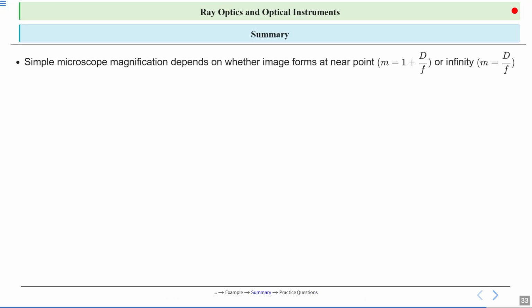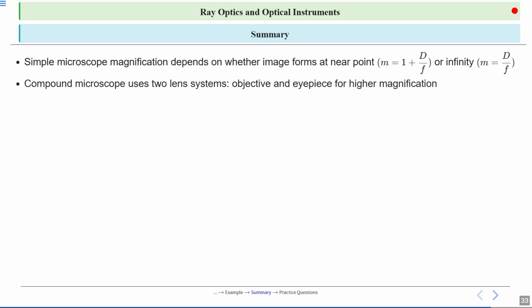Let's start by discussing the magnification of a simple microscope. The magnification depends on where the image forms. If the image forms at the near point, the magnification is given by the formula M equals 1 plus D upon F. If it forms at infinity, the magnification is M equals D upon F. Here D is the least distance of distinct vision, or we can say near point, typically 25 centimeters, and F is the focal length of the lens.